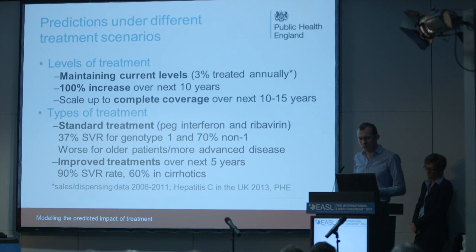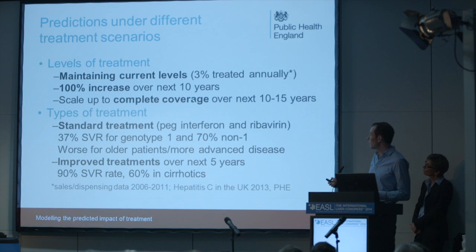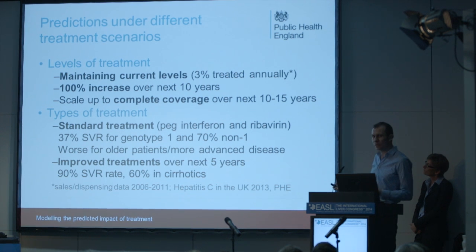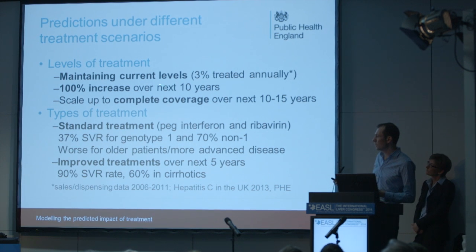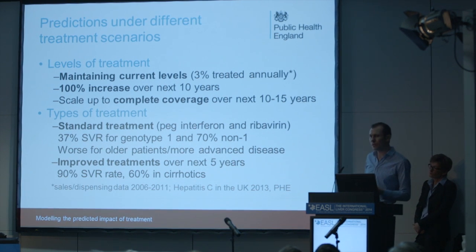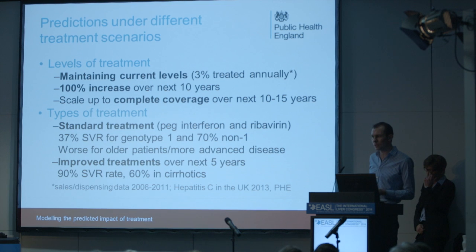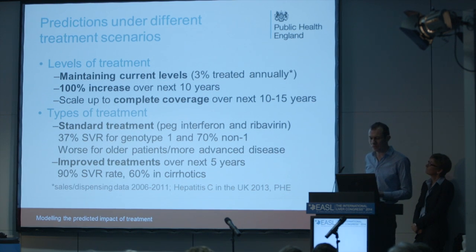So the scenarios that we looked at: maintaining current levels. We've estimated about 3% are treated annually. And we also look at what happens if we double that over the next 10 years, and in the ideal scenario where we scale up to complete coverage over the next 10 years, everyone being treated. We also look at the current standard of treatment, pegylated interferon, SVR rates of 60–70%, but far worse for people in more advanced disease stages.